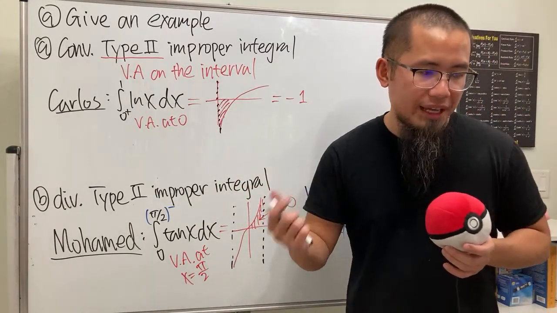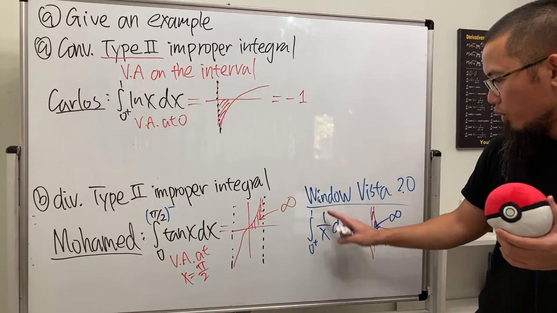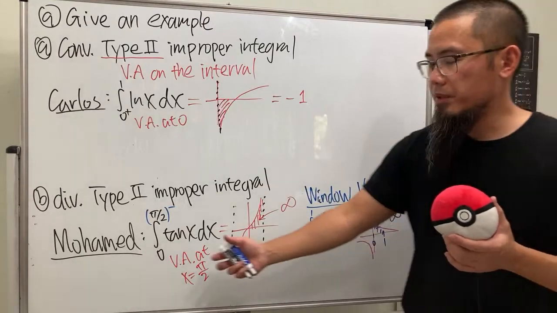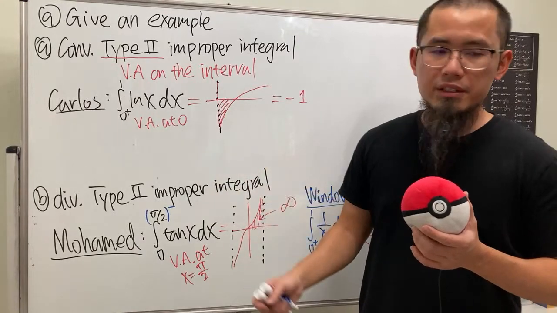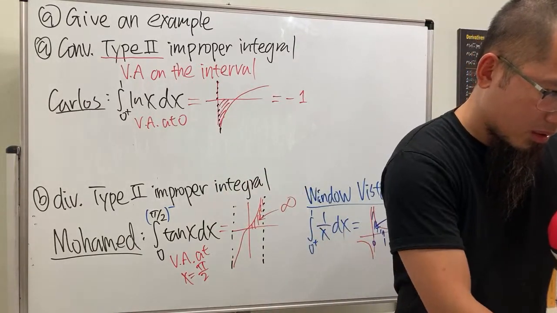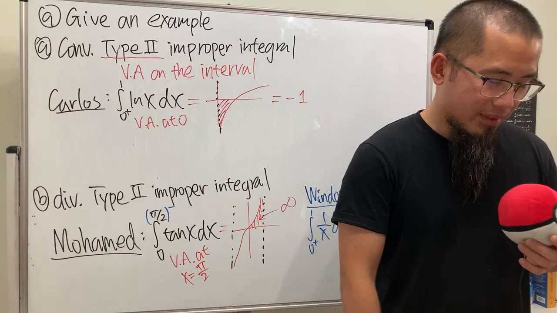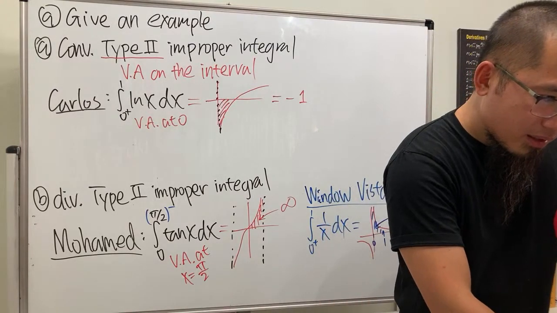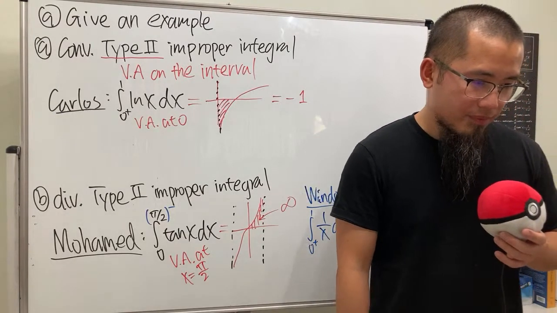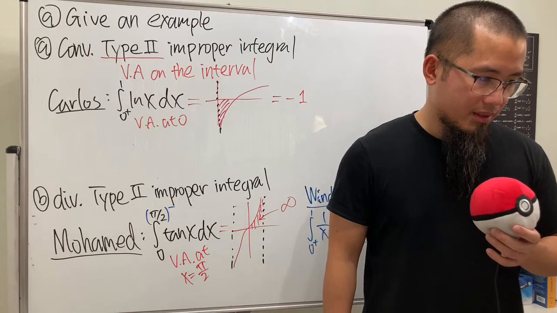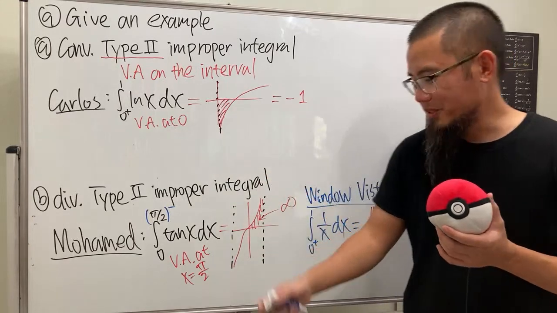If you have 1 over x squared from 0 to 1, that will also diverge, because we are talking about type 2 when we're talking about the vertical asymptote. So how about let's have another example for part A: a type 2 improper integral that converges.